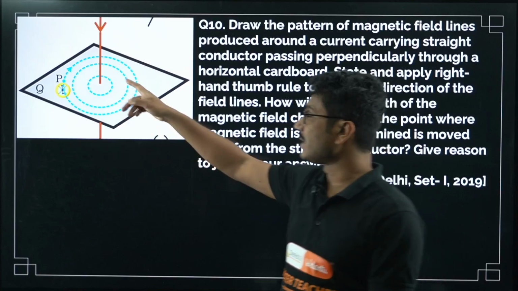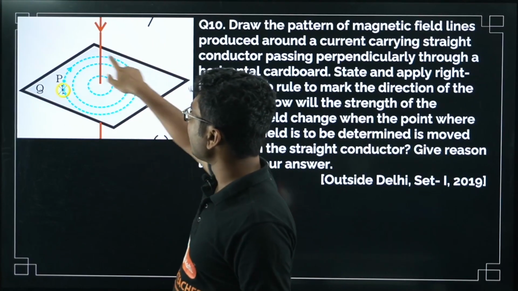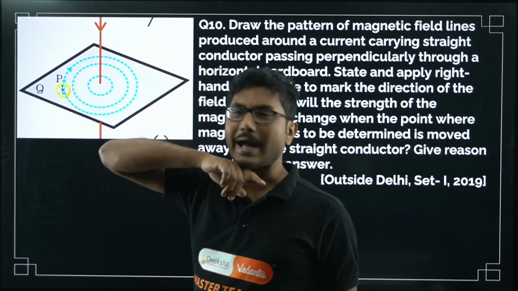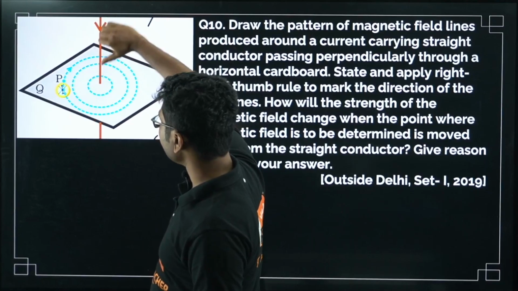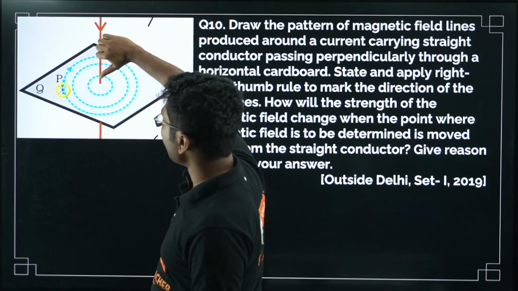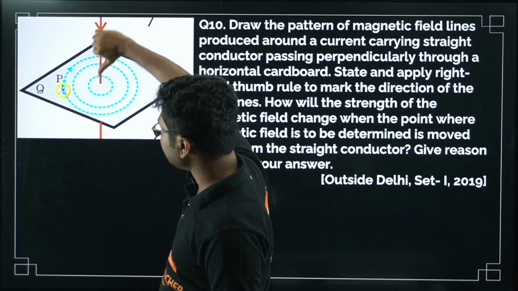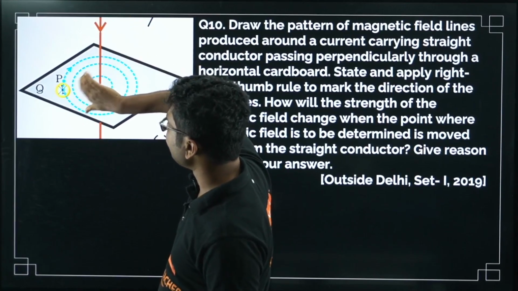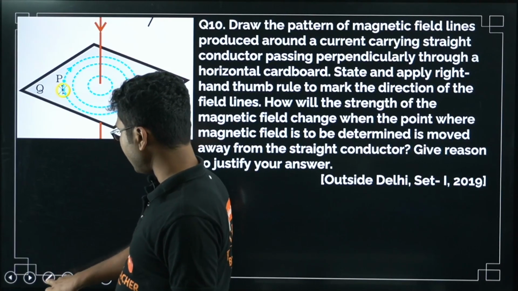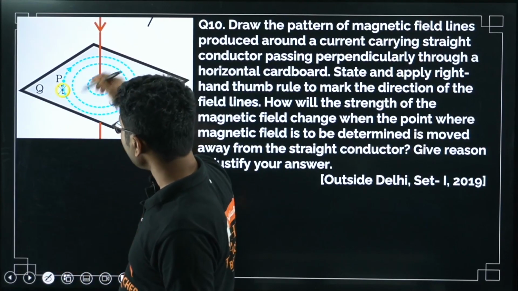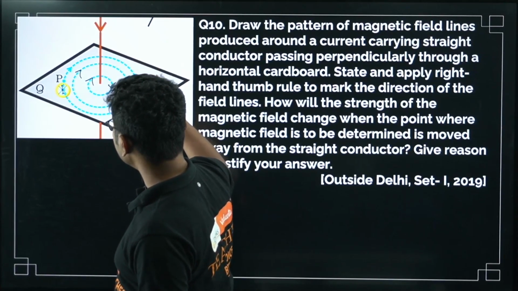So the diagram is like this. There is a straight current carrying conductor, there is a cardboard, and you have to draw this circle. And what else? You have to use the thumb rule to find the direction of the field line. If you apply the thumb rule, this is the direction of current, in this direction, and this should be the direction of the magnetic field lines. So in this case the magnetic field lines will be like this, right? So the magnetic field lines will be like this.